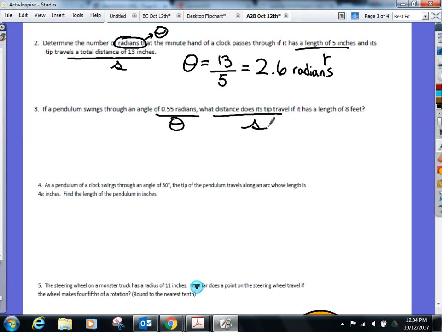It has a length of 8 feet. That'll be plugged in for? What's it going to be plugged in for? 8's going to be plugged in for R.